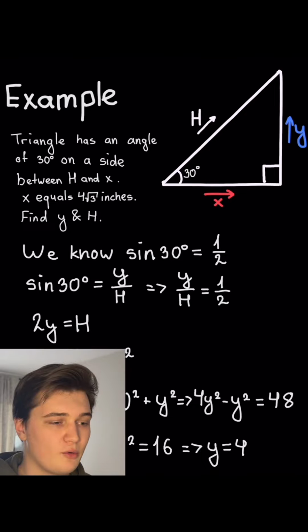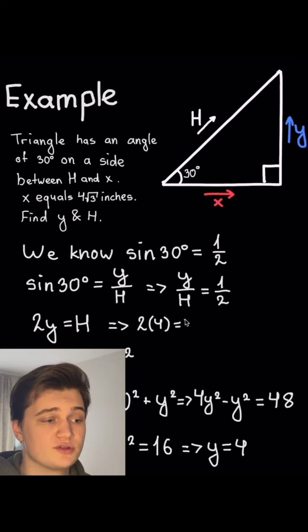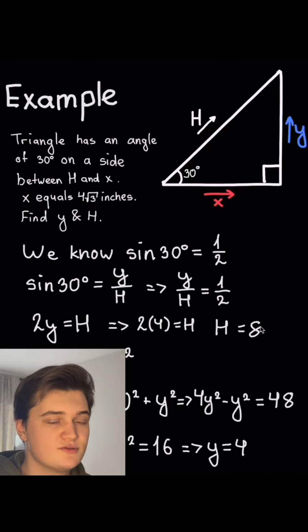Now looking back at our initial condition, 2y equals h. Therefore, we can input our 4 instead of y. It is going to be 2 multiplied by 4 equals h. Therefore, our hypotenuse equals 8.